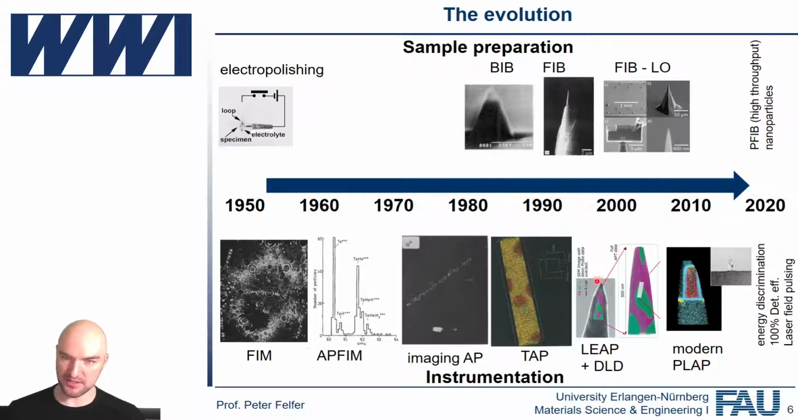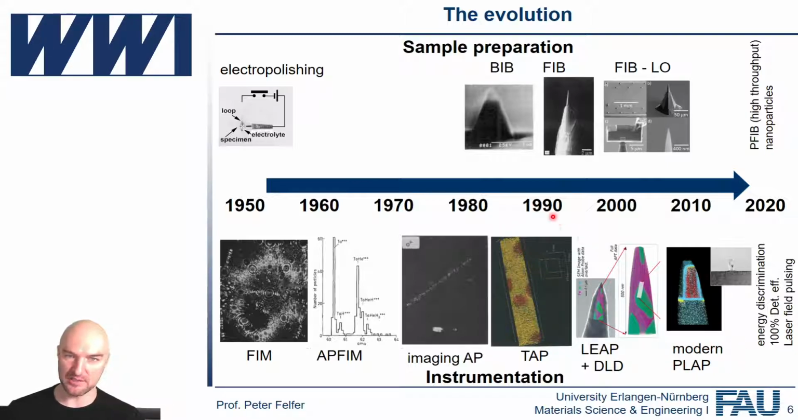On the instrumentation side, what happened in the early 2000s was very importantly that we moved away from older detector technologies to delay line detectors, which allowed us to have much larger field of view, much better multi-hit detection capability, and we're going to go through those detectors in more detail later. And the other addition that really expanded, and you could even argue led to the explosion of atom probe tomography, was the development of modern pulsed laser atom probe.